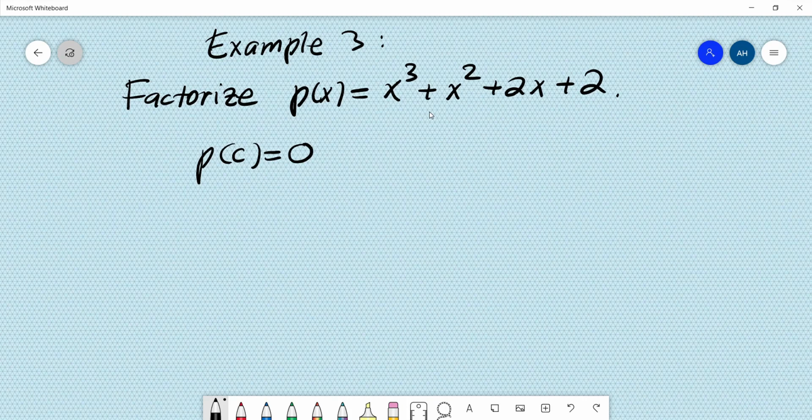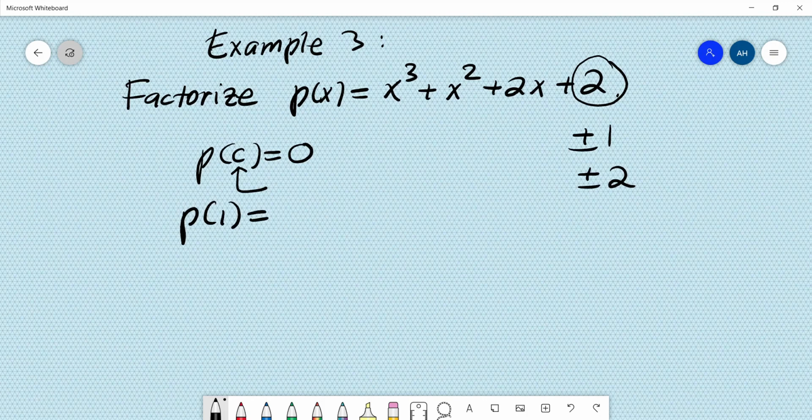Again, as in the previous example, we are looking for this value of c. And that value of c comes from the factors of this number 2. That is plus minus 1 and plus minus 2. These are the numbers that we should try for the value of c, and substitute into our P(x) and see whether we get P(c) equal to 0. First, let's try the value of positive 1. So let's try P(1).